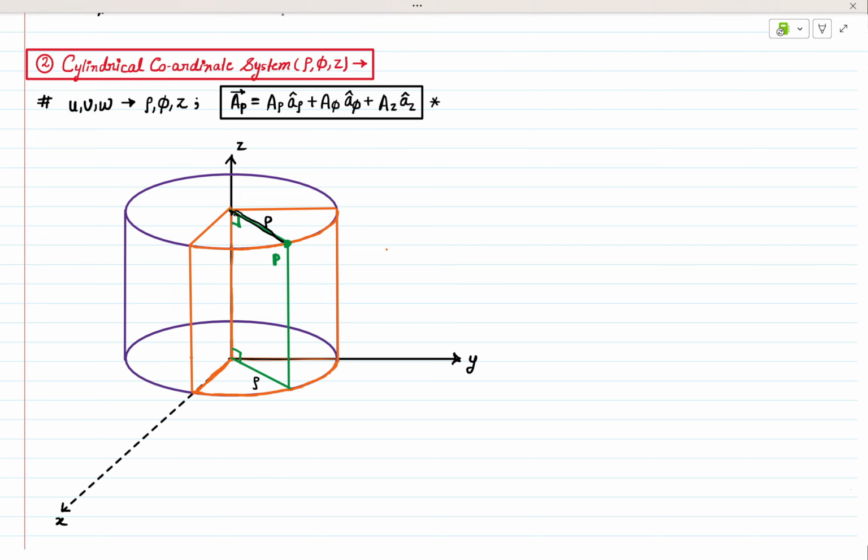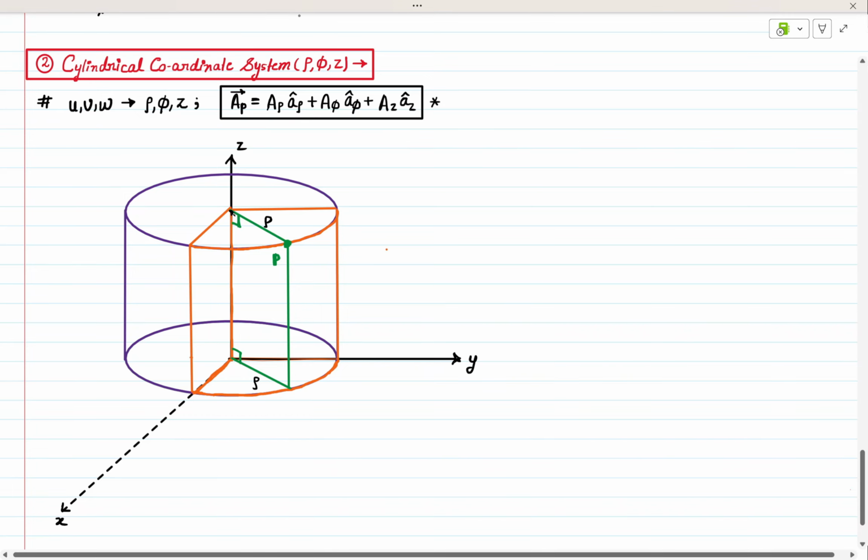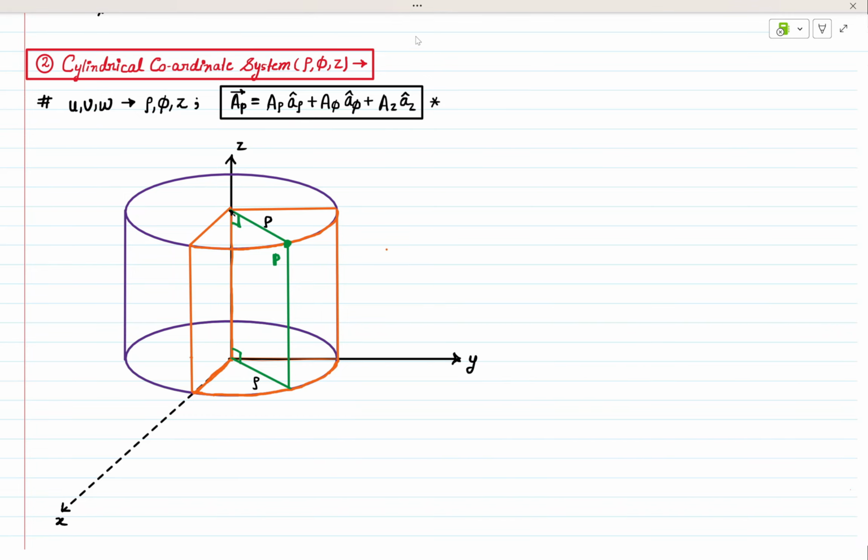This is the rho one. I am not overwriting here, but I think you can understand what the rho is. Now the height of the point P above the xy plane is denoted by z. Let me write it clearly. I am denoting it by small z. That is, the height of the point P has been denoted by small z.